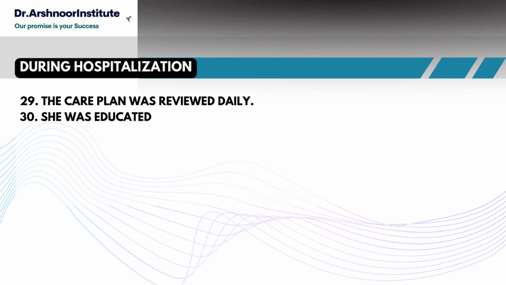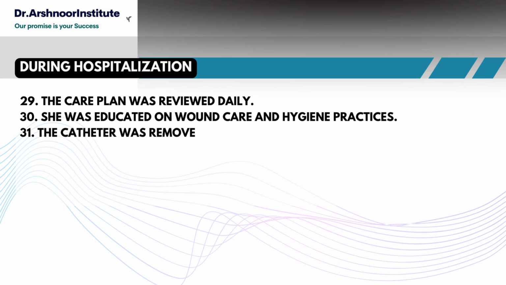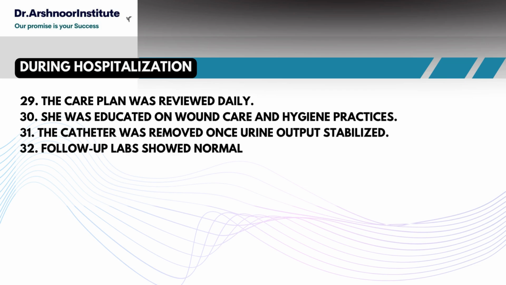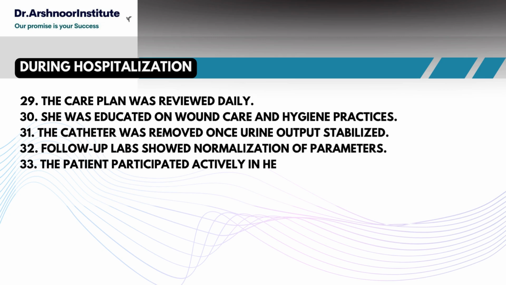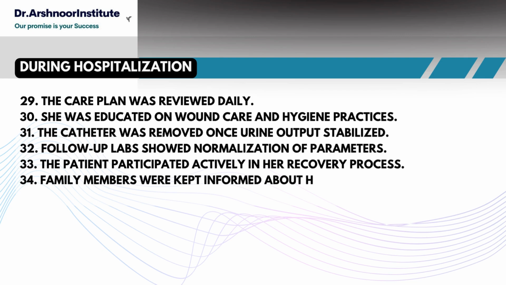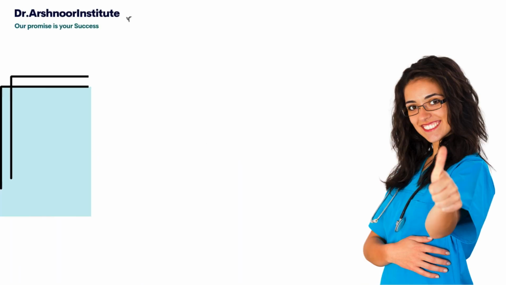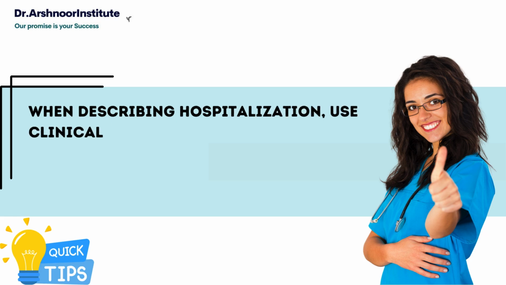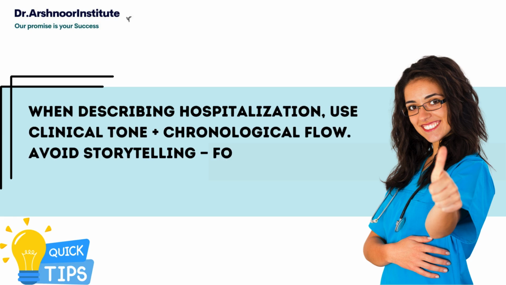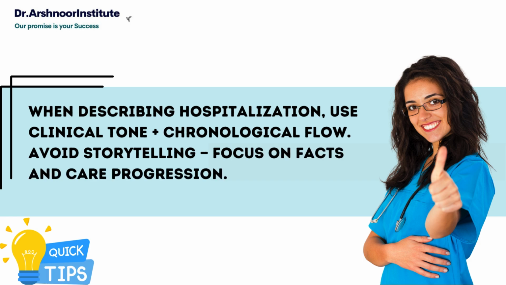She was educated on wound care and hygiene practices. The catheter was removed once urine output stabilized. Follow-up labs showed normalization of parameters. The patient participated actively in her recovery process. Family members were kept informed about her progress. Psychological support was offered to reduce anxiety. When describing hospitalization, use a clinical tone, chronological flow, avoid storytelling, and focus on facts and care progression.